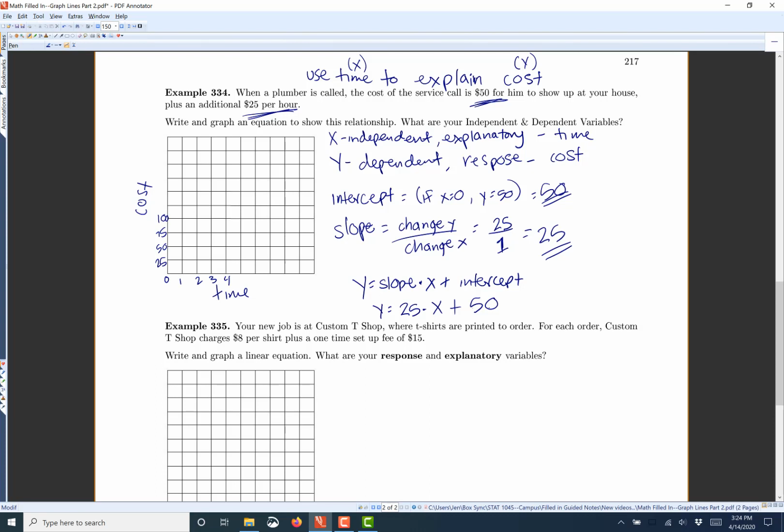Let's look at it. First, I need my intercept. So when x is 0, so before he even spends any time, I have to pay $50. So my first point will be here at 0 and 50. Sorry, my computer is having issues today. And then my slope is 25. So rise over run, up 25 over 1. Up 25, which is from 50 to 75, and over 1. So the equation of the line looks like this.